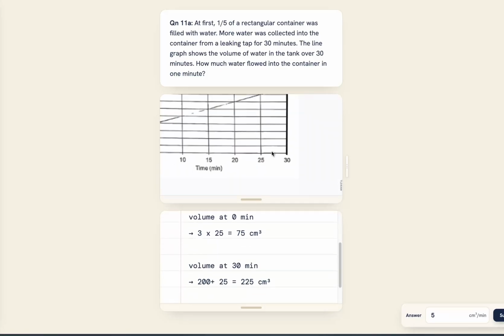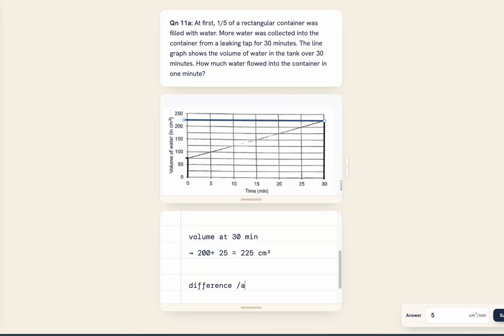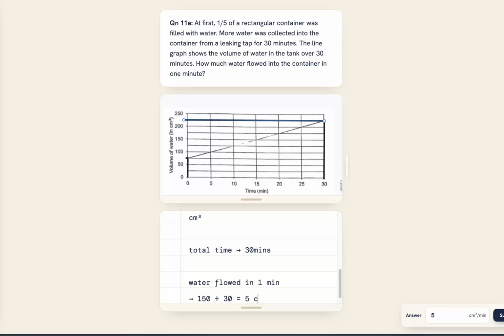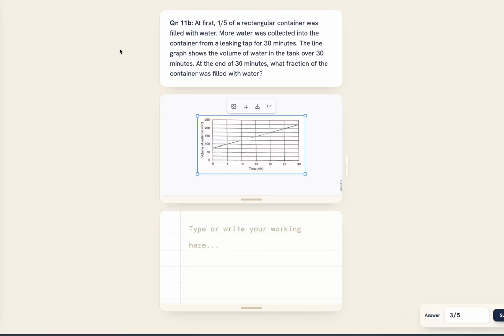So now from here, you can find the difference: 225 minus 75. This will be 150 centimeter cube. So now we have 150. So what's the water flowed in 1 minute? It would be equal to 150 divided by 30. This will give us 5 centimeter cube per minute. Right, there you go.